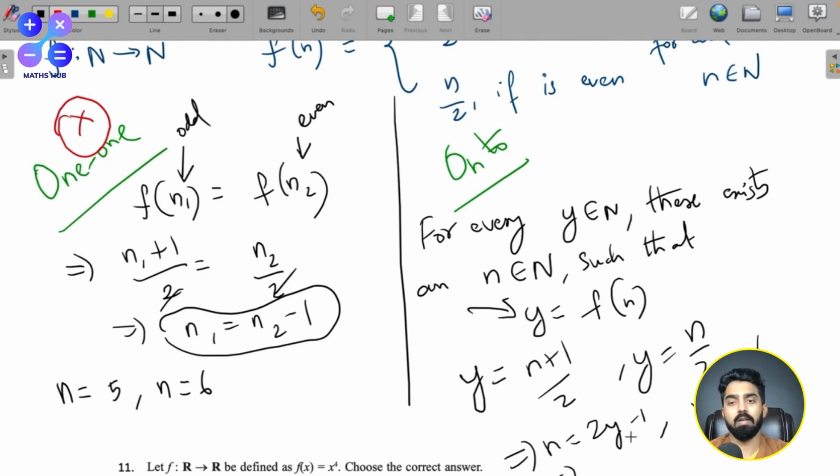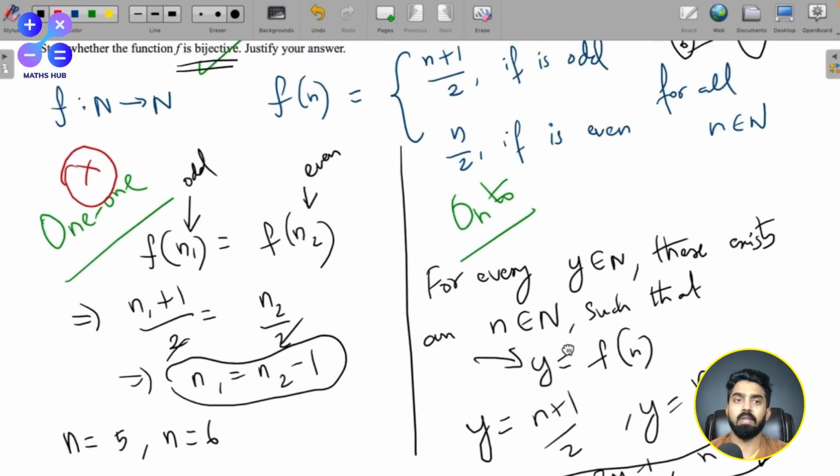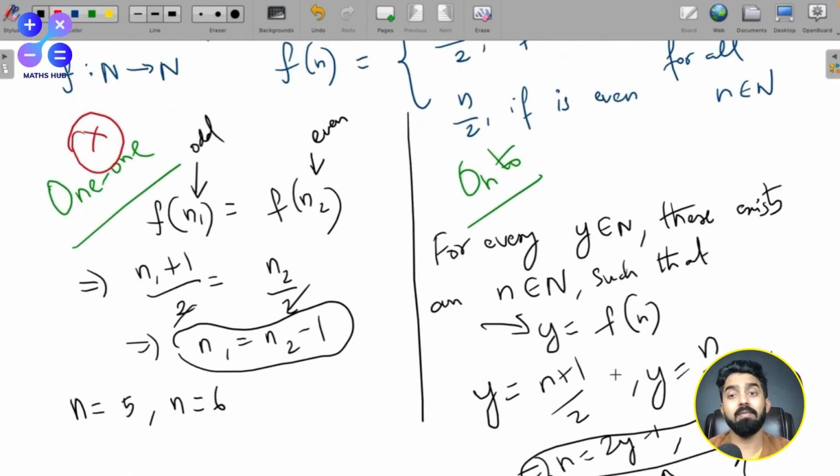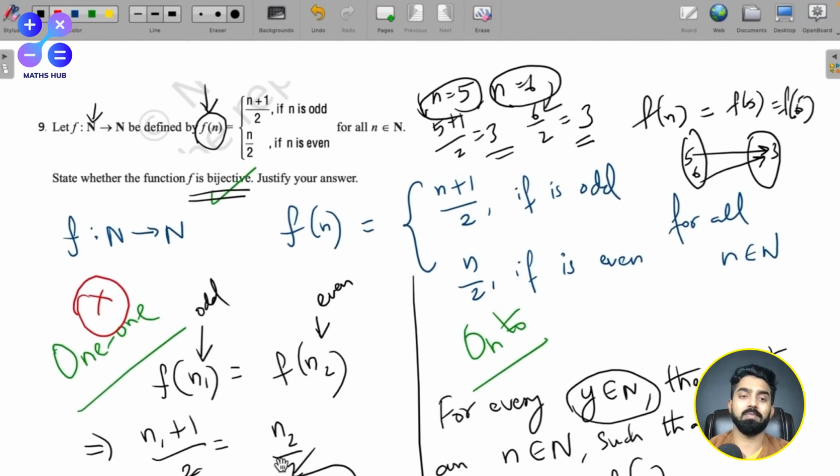If y equals 1, I can figure out an n. If y equals 2, I can figure out an n. So for every y, I can figure out one value of n which belongs to the set of natural numbers. The only exception being 0, but then y cannot be 0 when y belongs to N. So for every y that belongs to N, I will be able to figure out an n that belongs to the natural numbers such that y equals f of n. So this is an onto function.